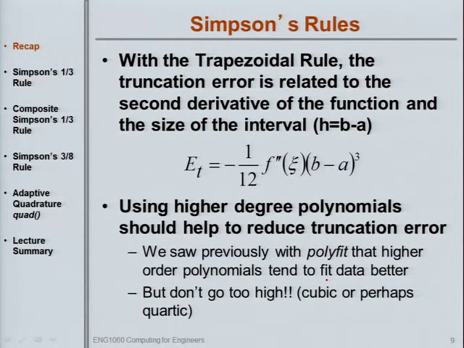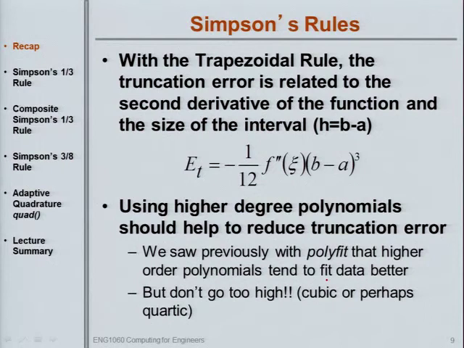We saw previously when we were using polyfit, when we had those points, that higher order polynomials tended to fit data better. There's something we need to talk about there, but tended to fit the data better because they had more ability to bend and twist. So a straight line can only be a straight line. A quadratic can only kind of have a curvature in one direction. A cubic can have a curvature in a couple of different directions, etc.